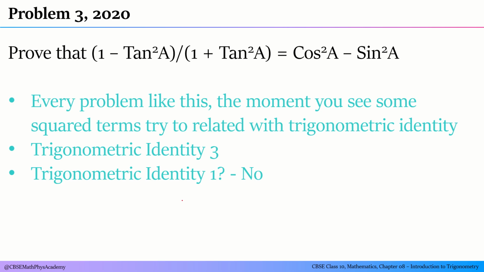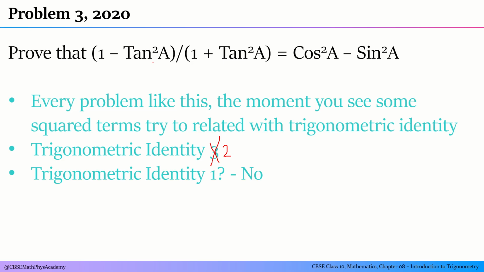Problem number 3. Prove that (1 minus tan square A) by (1 plus tan square A) is equal to cos square A minus sin square A. See, whenever you see problems like this, and particularly when you see the square terms, you must have a trigger that it is related to a trigonometric identity. Whether it's related to trigonometric identity 3 or 2, it is 2, not 3. I'm sorry, it is 2. This is related to 2.